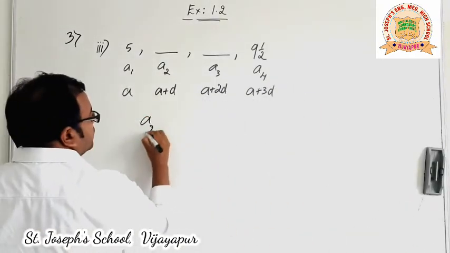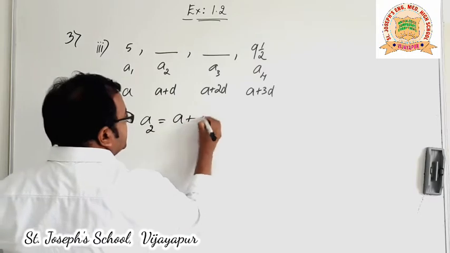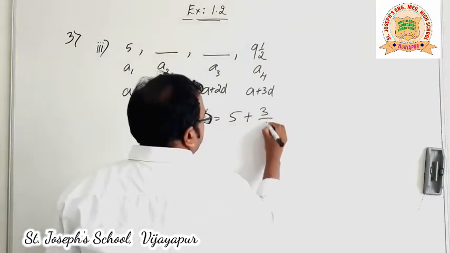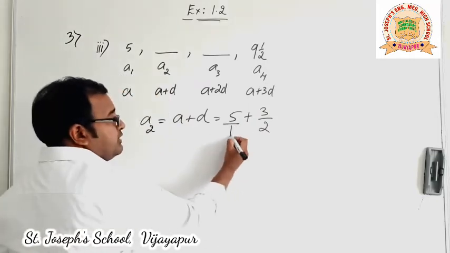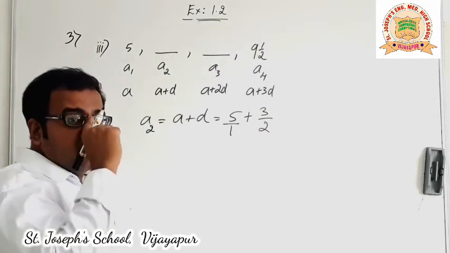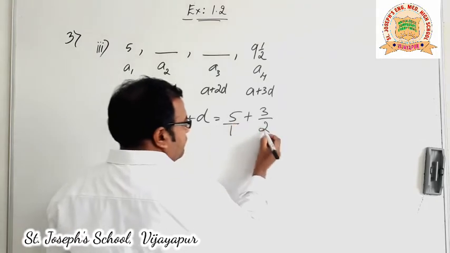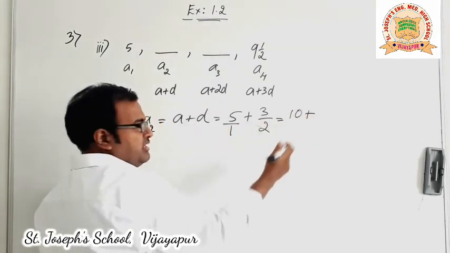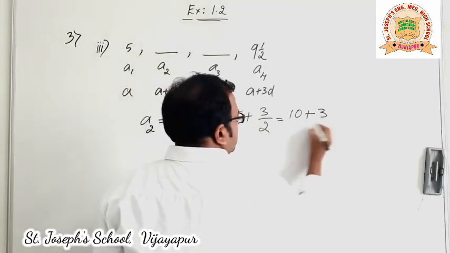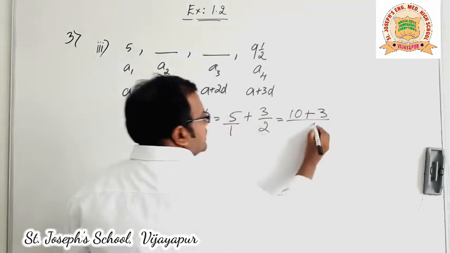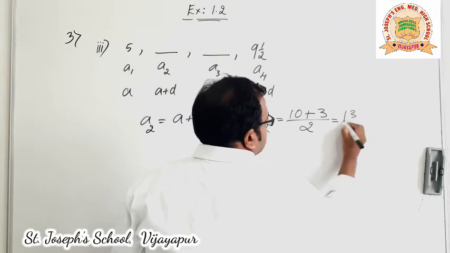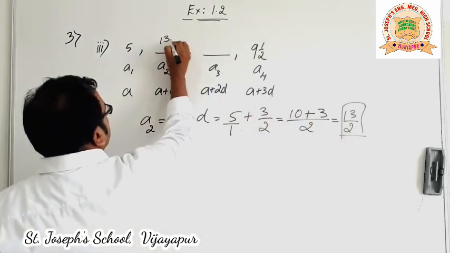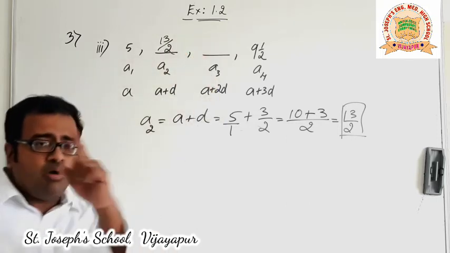First thing we need to find out is A2, which is A plus D. The A value is 5 plus 3 upon 2. Here, just by writing divided by 1, I can make it a fraction. Now, 5 2s are 10. If it's plus, write plus. If it's minus, write minus. 3 1s are 3 upon 1 2s are 2. Answer 13 upon 2. That is our second term. So let me write it down. 13 upon 2. I filled up one of the gaps.